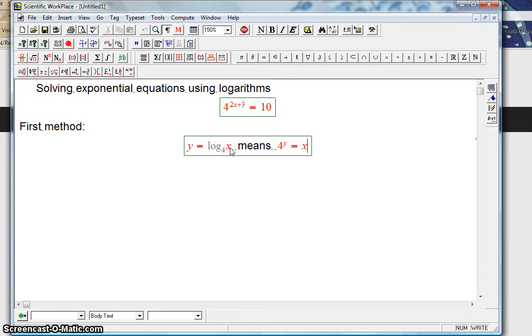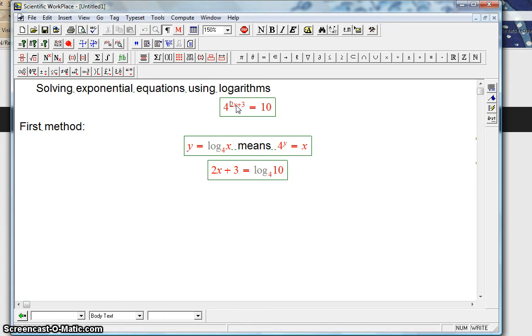The log base 4 of x means the mystery exponent I have to raise 4 to in order to get x. So how can we use that principle in order to solve this? Well, we've got an exponential equation, 4 to something we'd like to figure out equals 10. Here's 4 to some mystery equals a known quantity. That translates into something that reveals the mystery. And so that exponent is equal to log base 4 of 10.